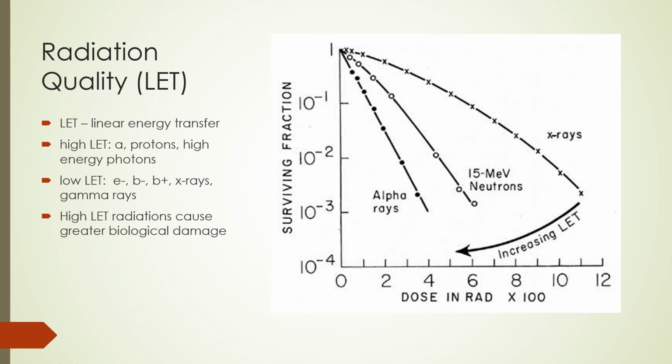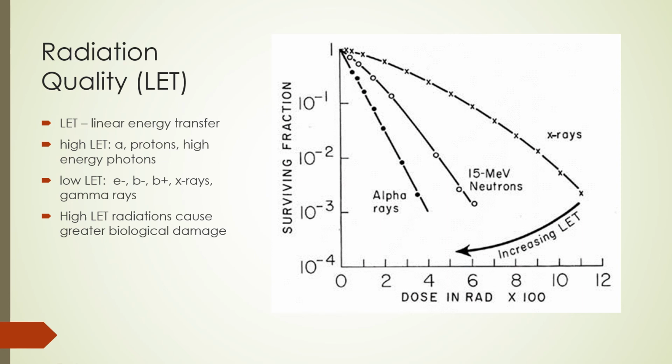Radiation quality is described by the linear energy transfer, or LET. LET is defined as the amount of energy deposited per unit distance for a particle or photon traveling through matter. High LET radiations include protons, high-energy photons, and larger charged particles such as alpha particles. Low LET radiations include electrons, beta particles, and low-energy X-rays and gamma rays.